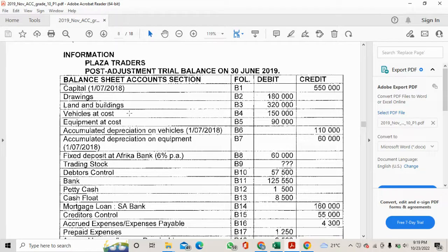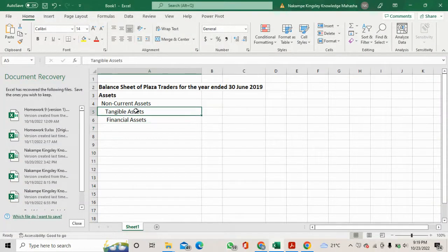In this question, if you check, we are given our vehicles at cost, and in the statement of financial position we recognize them at the what, at current value. And what is our current value? Our current value is cost minus the accumulated depreciation, right? So firstly, under our tangible assets, we have to recognize the building, which was 320,000. Because it's never depreciated, you're going to add it with how much?